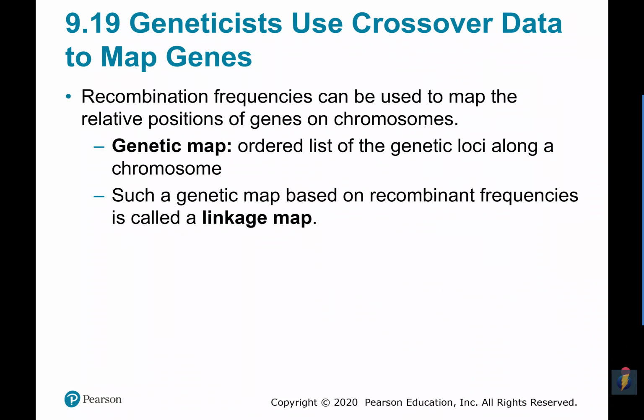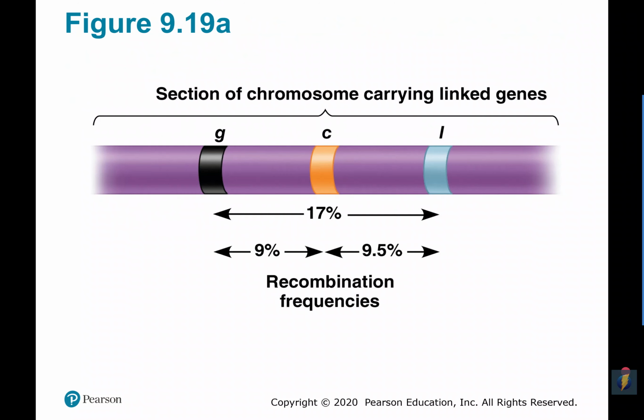When we are trying to map our genes and understand how genes are located along the chromosome, which is what a genetic map is, very often we'll use these recombination frequencies. It helps us determine the positions of different genes on different chromosomes. And when we do such a thing, the result is called a linkage map. And so you can see here is a section of our chromosome. It's carrying these linked genes that will be inherited together.